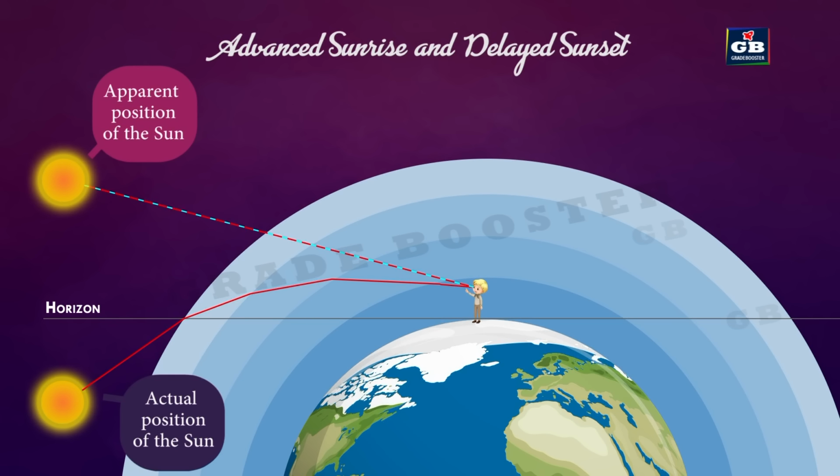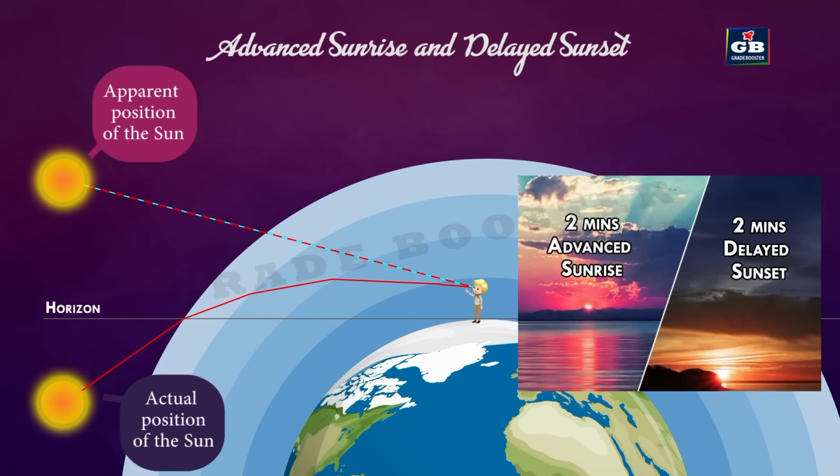So that position of the sun is called the apparent position of the sun. And in the same way, about 2 minutes after the actual sunset, the sunset is done. The sun is below the horizon, but still we will be able to see it because of atmospheric refraction. That is, 2 minutes after the actual sunset, we will be able to see the sun.